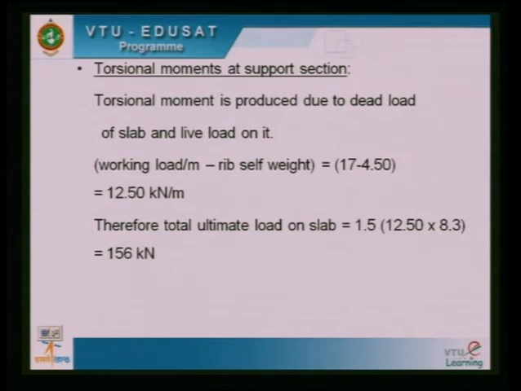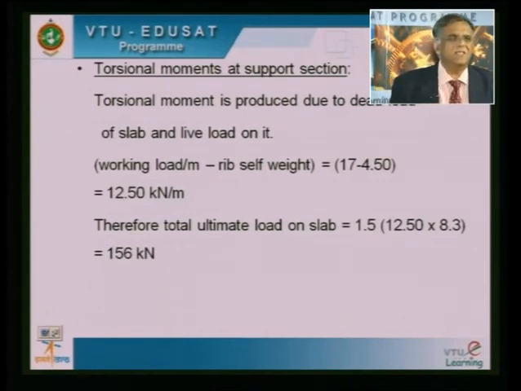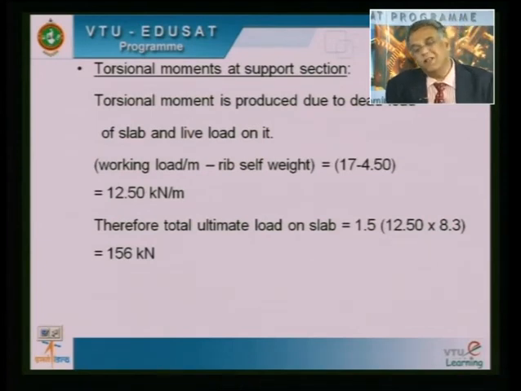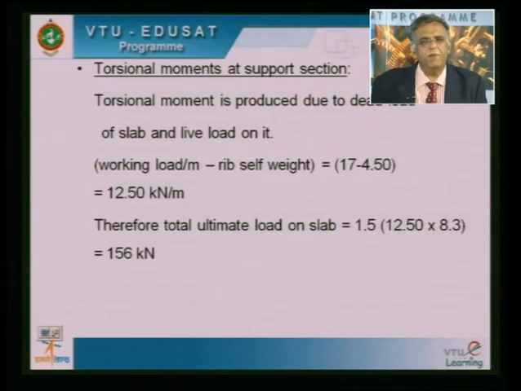After having calculated these values of the bending moments at the support and the mid span, we have to now calculate the torsional moment. How does this torsional moment act there? This torsional moment acts because of the dead load of the slab and live load acting on the slab. No rib self weight has to be considered here, rib self weight shall not be considered. So, whatever load gets realized on the beam because of the load on the slab shall be taken. So, I am going to deduct the self weight of the rib and then calculate the working load that is getting realized on the beam because of the load acting on the slab, that has come to 12.5 kilonewton per meter run, and then total ultimate load has been calculated.